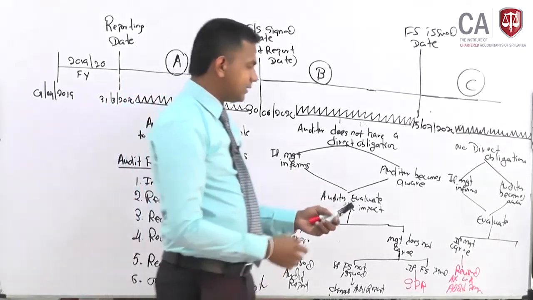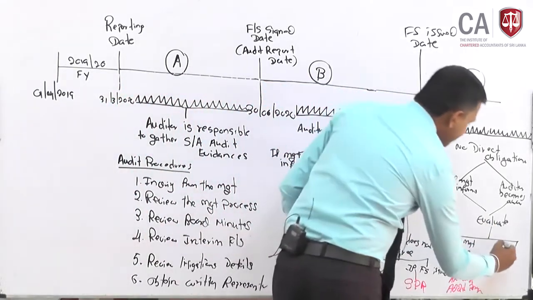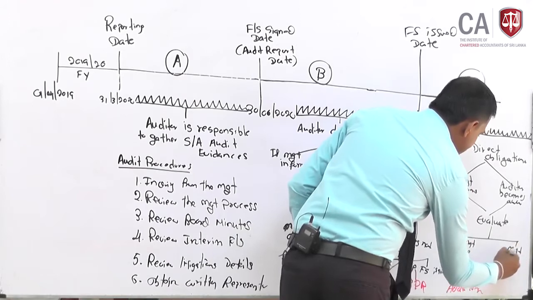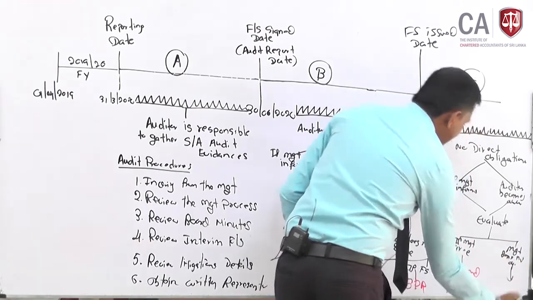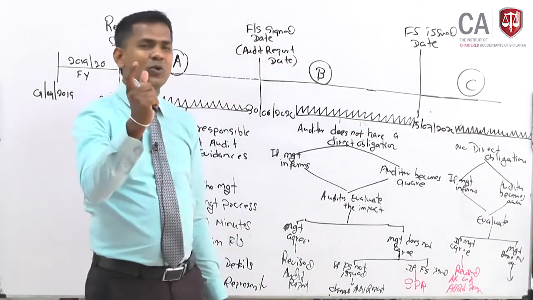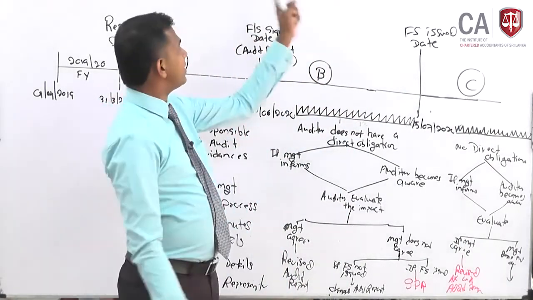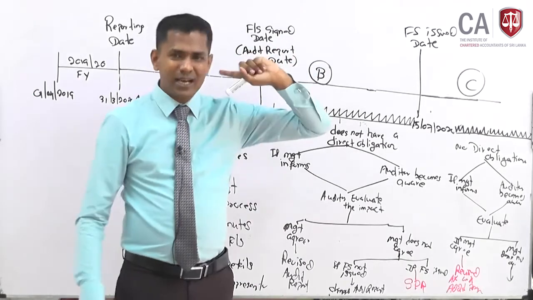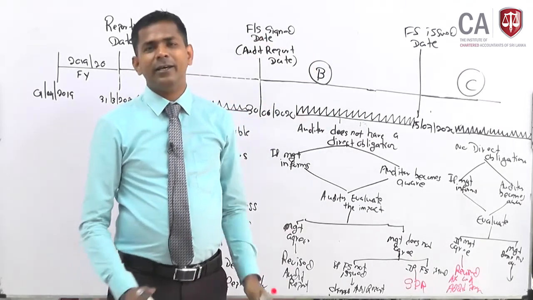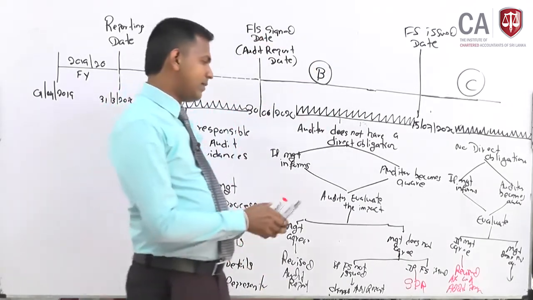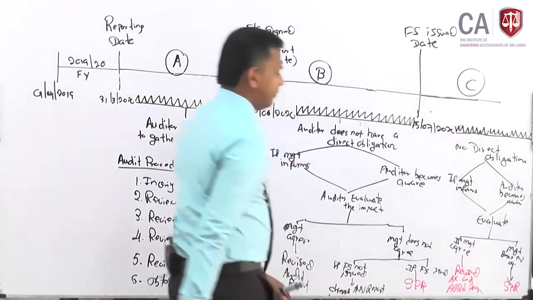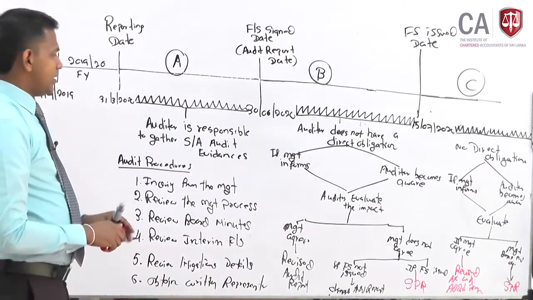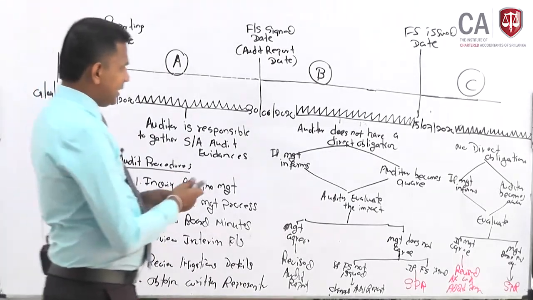In the next circumstances, if the management does not agree, only one solution is there. What is that? Seek to prevent reliance, action should be taken by the auditor. Seek to prevent reliance, action should be taken by the auditor. So I couldn't write properly here.